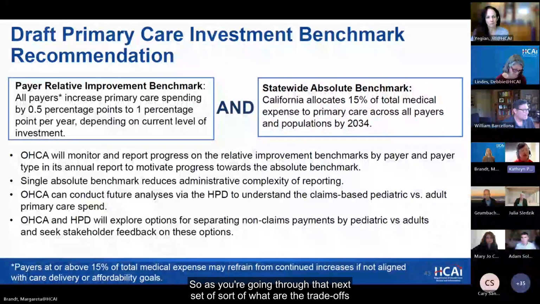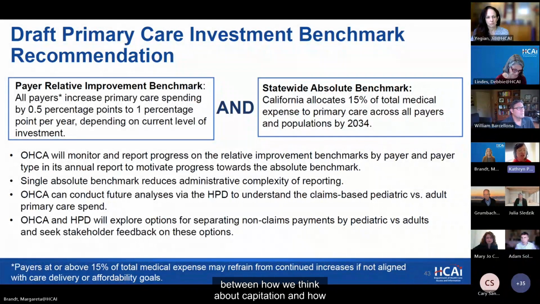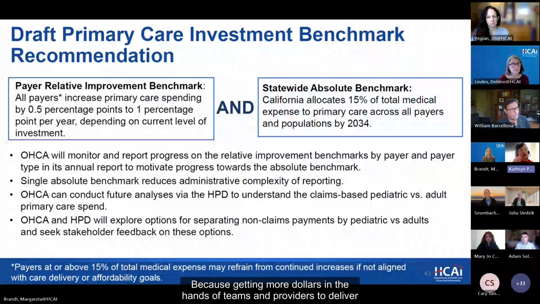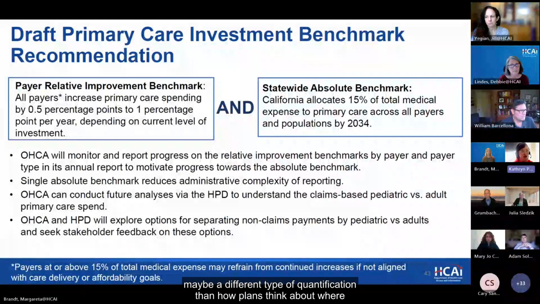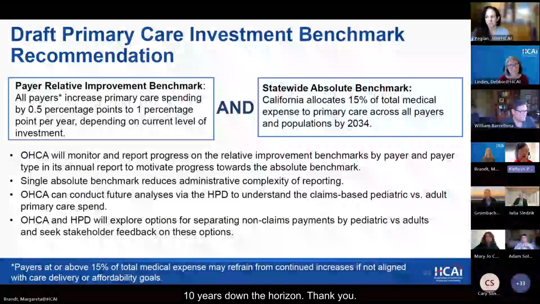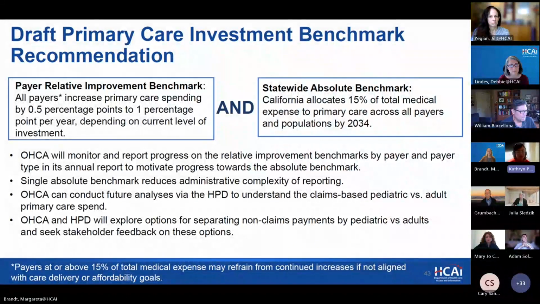So as you're going through that next set of what are the trade-offs between how we think about capitation and how we think about the right quote unquote math equation, I would ask you to hold those up. Is there one that does both of them versus just one of them? Do they require different maths? But how do we think about that? Because getting more dollars in the hands of teams and providers to deliver excellent care to patients may be a different type of quantification than how plans think about where they're placing their budget next year, 5 years, 10 years down the horizon. Thank you.